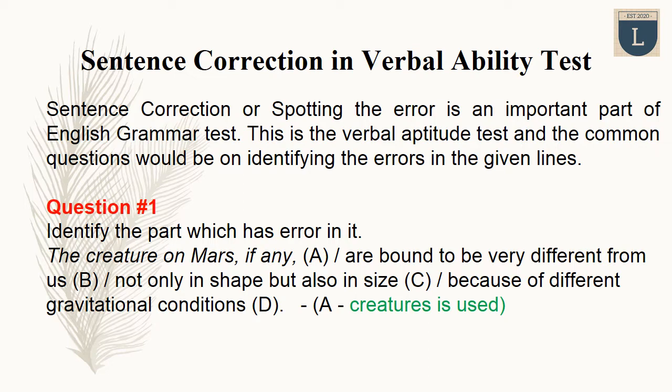And the part B, it talks about plural in the sentence. Therefore, the subject has to be plural. Instead of creature, it should be creatures. Therefore, the error is in part A. So our answer has to be part A.